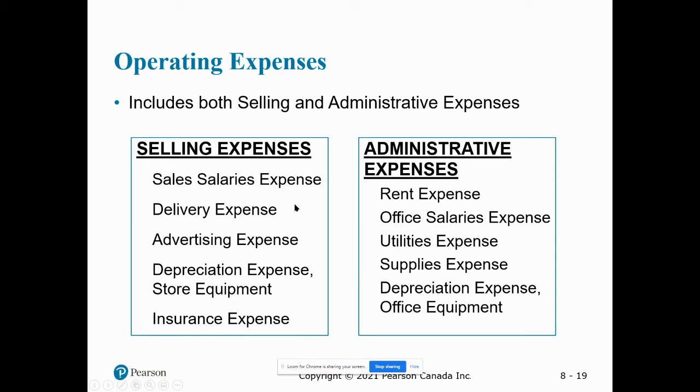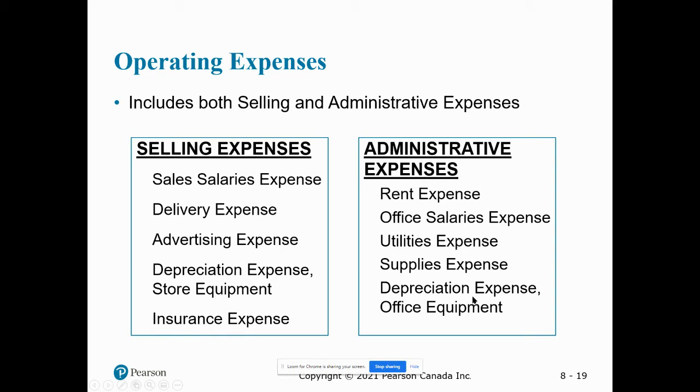Now, in this example, it's actually kind of interesting. We could have a whole debate on whether some of these expenses are actually selling expenses or administrative expenses. For example, the insurance expense. Well, that's going to happen whether they sell one bike or whether they sell 1,000 bikes. This insurance expense, in my opinion, should be an administrative expense.